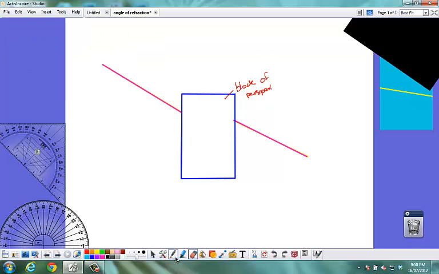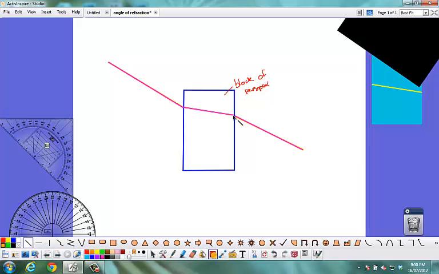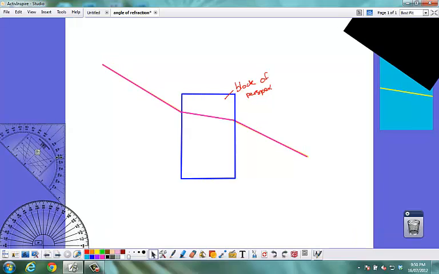The next step will be to trace in that ray of light that is going through the perspex, joining the two rays of light that you had drawn in. Now the next step is to draw the normal. So for the normal you'll need to use a set square.